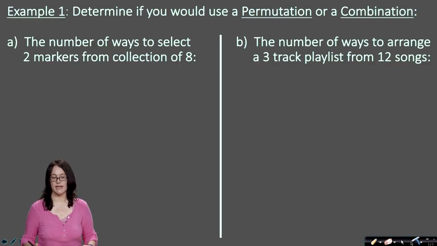Example 1 officially says, determine if you would use a permutation or a combination. So what I care about more is, can you figure out which of these you're using, not can you do the arithmetic, right? You can use your calculator for that. So in part A, it says, the number of ways to select 2 markers from a collection of 8.